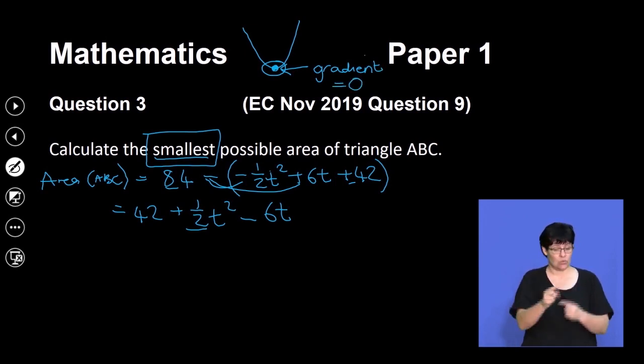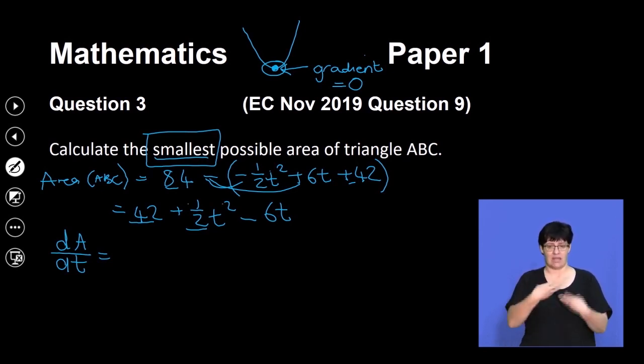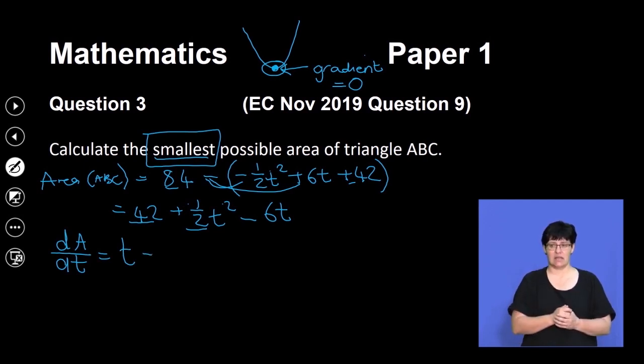So what we need to do now is find the derivative of the area with respect to t, and then make that equal to 0 and solve for t. Okay, so the derivative of the area with respect to t is equal to, okay, that's a constant, so our derivative is 0. So we have 2 times a half gives us 1, and then we have our t, so it's 1t, t minus 6. And that is going to be equal to 0.